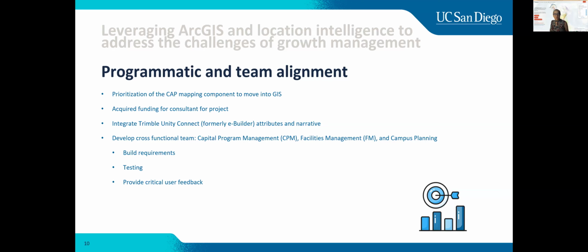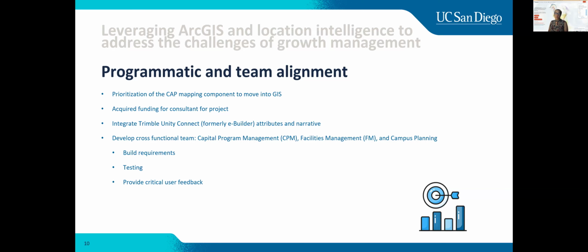So at some point, prioritization of really providing some consistency with these maps came to the forefront, and we were able to finally get some movement on building these applications. So we acquired funding to hire a consultant. Early on in the process, we understood that while there's some emailing still going on, we're actually integrating what used to be eBuilder, Trimble Unity Connect, and we're entering attributes and narrative into that environment, and the attributes are being used in GIS. We have a push of records into the GIS environment.